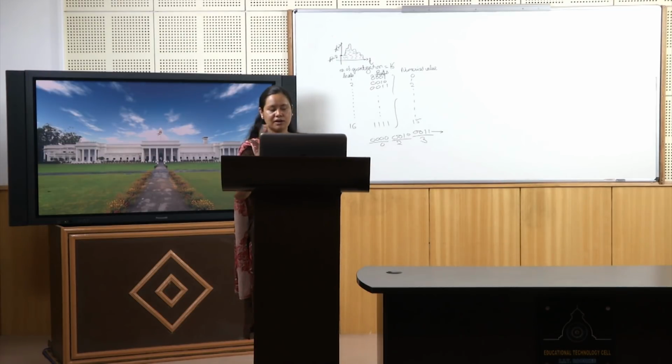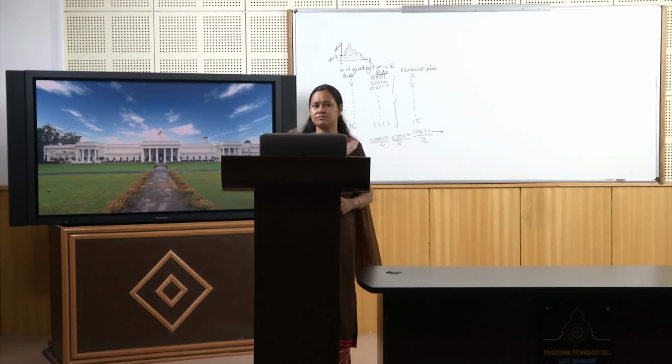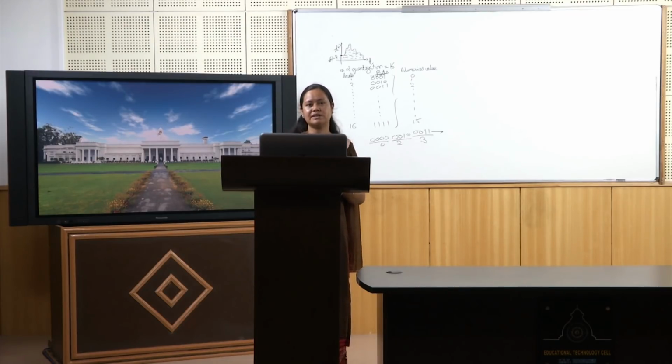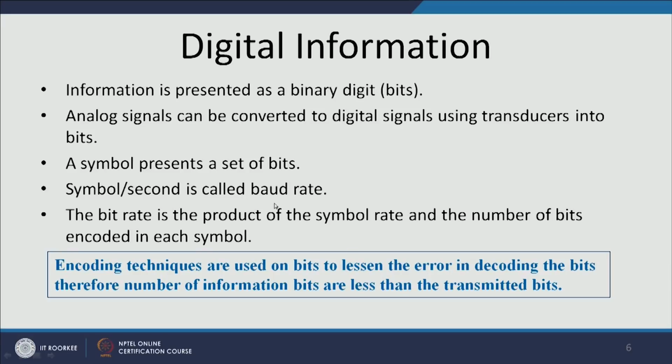So, you can imagine that bits are like balls, maybe white balls and red balls, and when you put them in a box, suppose those boxes contain 4 balls at a time. So, each box represents a symbol, and this is how we say, okay, this many boxes we have communicated. Now, bit rate is the product of symbol rate and the number of bits encoded in each symbol.